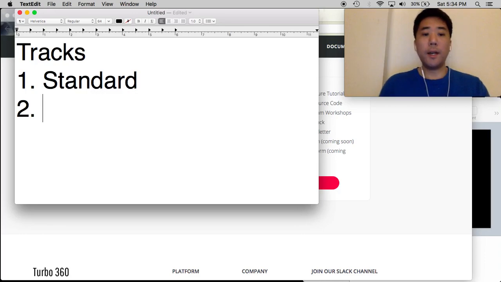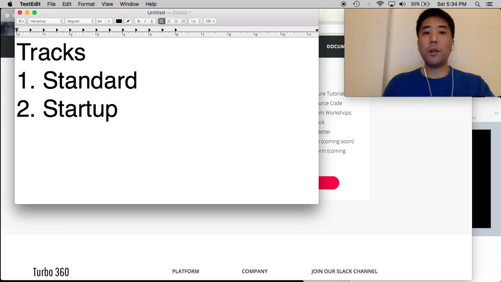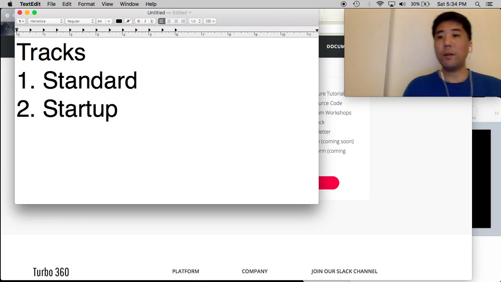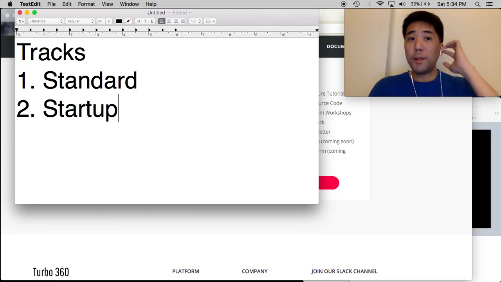The other one that I want to talk about is the startup track, which is a totally different can of worms. Obviously it's for startups, but it doesn't have to be a small garage startup that you read about on the internet a lot. It could also be like Uber, Airbnb.